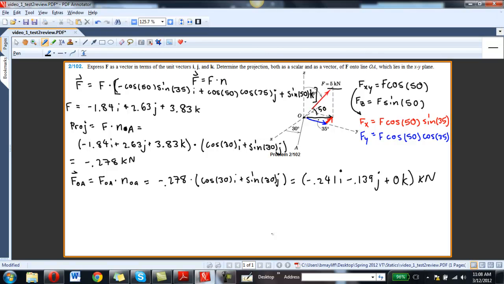So the key things to remember are, for F in vector terms i, j, and k, you just multiply by a unit vector. The unit vector is just the distances or the angles, whatever you want to think of it. And then for projection, you just multiply by the unit vector of the line that you want to project it onto. And that's pretty much it. So that's your answer, and you can check it, and check out some of my other videos.